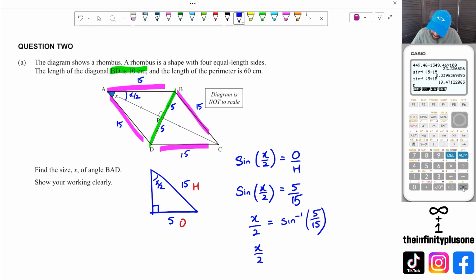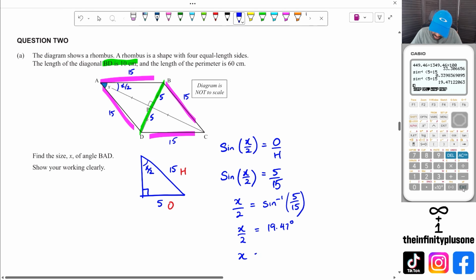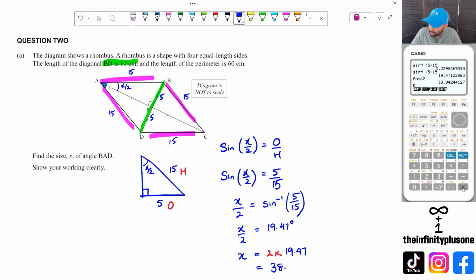So X over 2 equals 19.47 degrees, which means X is equal to, I'm going to bring the 2 across, and that's going to become 2 times 19.47, which gives me 38.94 degrees. So grades wise, for an achieved, this line right here gets you an achieved. And 43 point calculator is gradients. Yeah, I'm not sure how they got 43.27 for calculator in gradients. But yeah, 38.94 gets you a merit. All right, let's go to the next question.